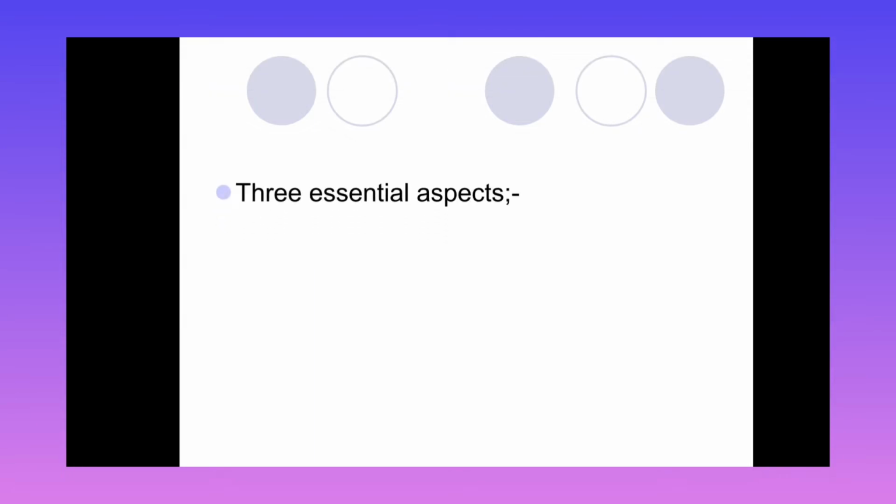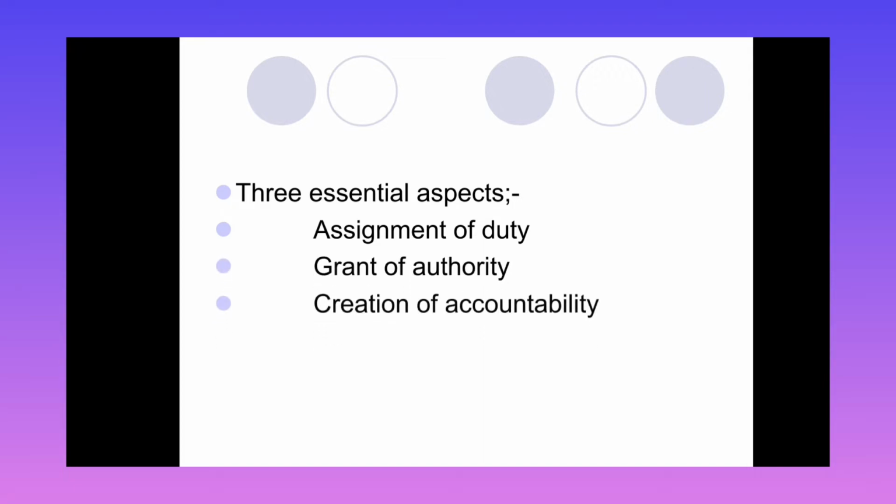Now, the three important elements or essential aspects of delegation. First one is assignment of duty. Assignment of duty or assignment of responsibility, that is, we are giving some task to the subordinates. A superior or a manager is delegating or giving some task or responsibility to the subordinates for the performance. Okay, that is the assignment of duty.